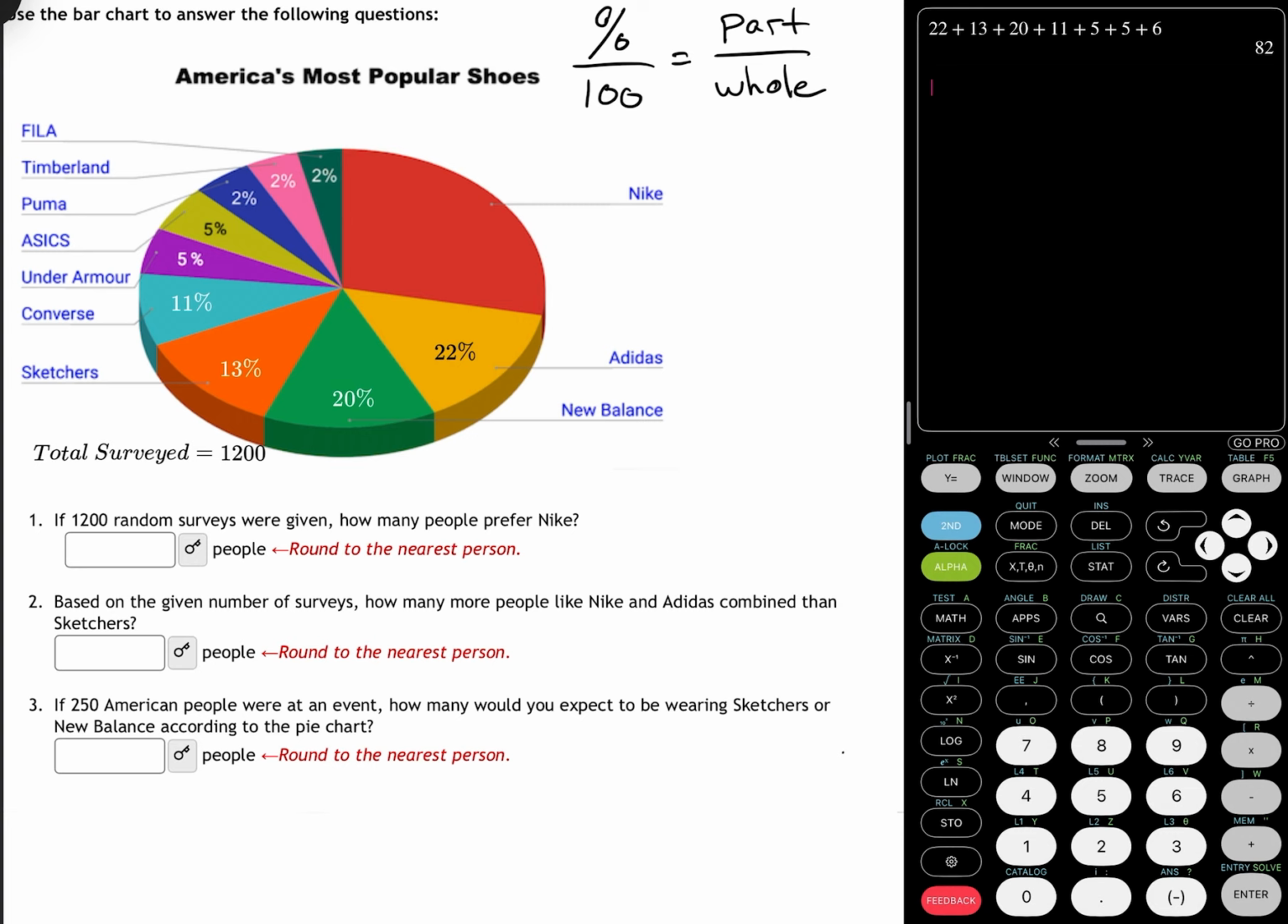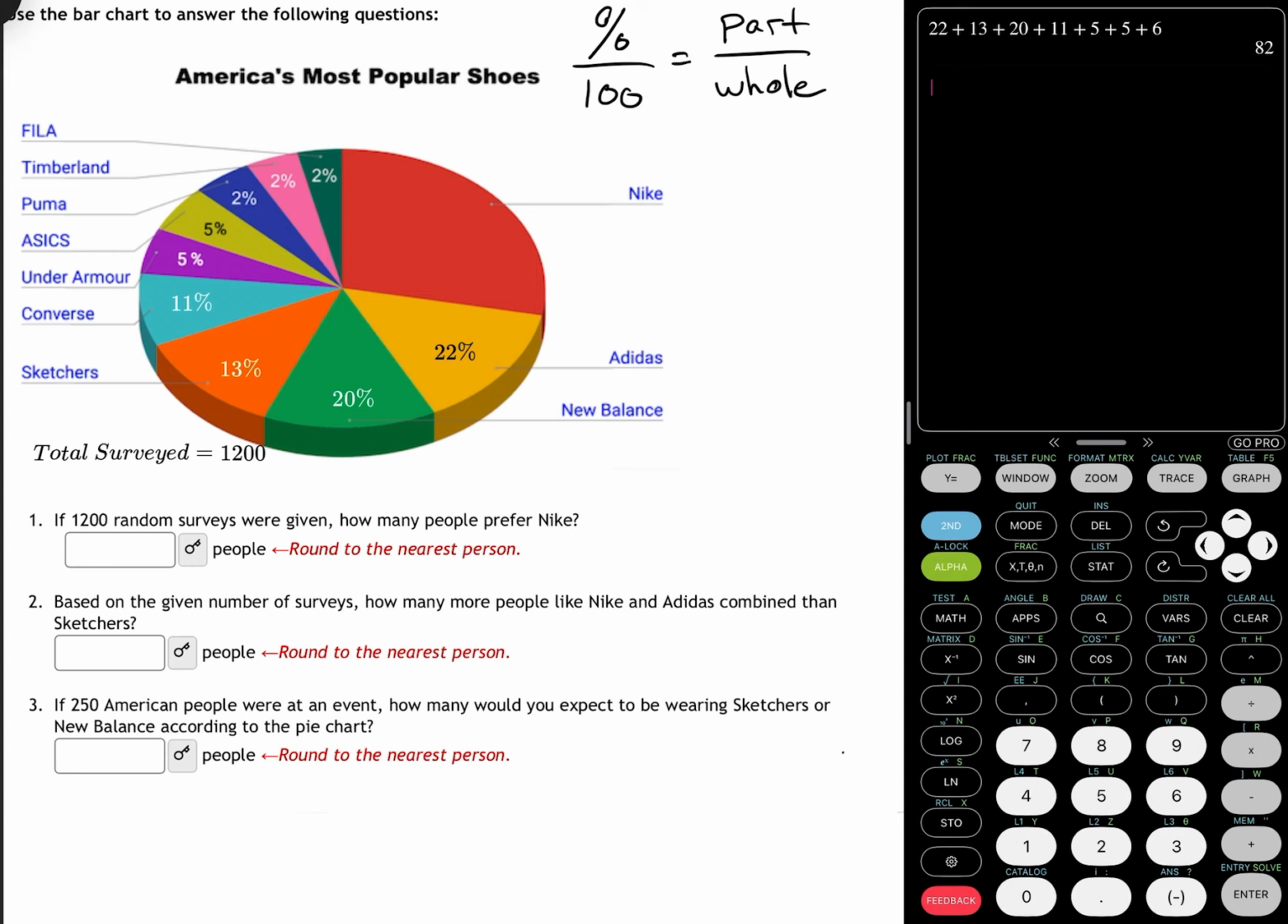And sometimes, not in this particular question, but sometimes you'll be asked to talk about the degrees of each sector, and there's 360 degrees in a circle. Percent over 100 equals part out of the whole, as I have on the top right here, is going to be the key aspect to setting up this problem.